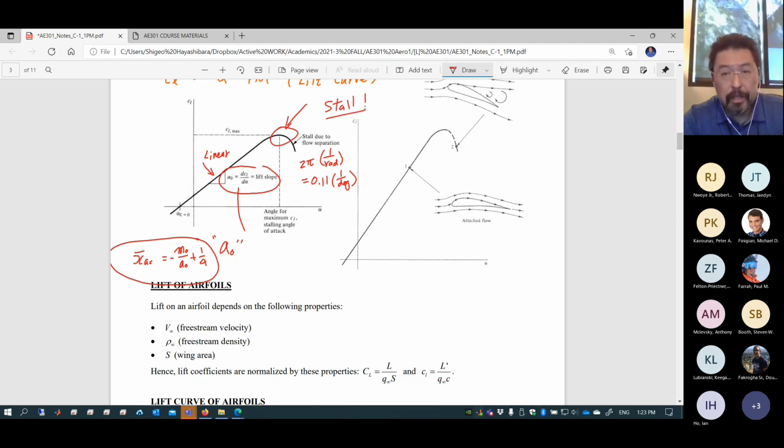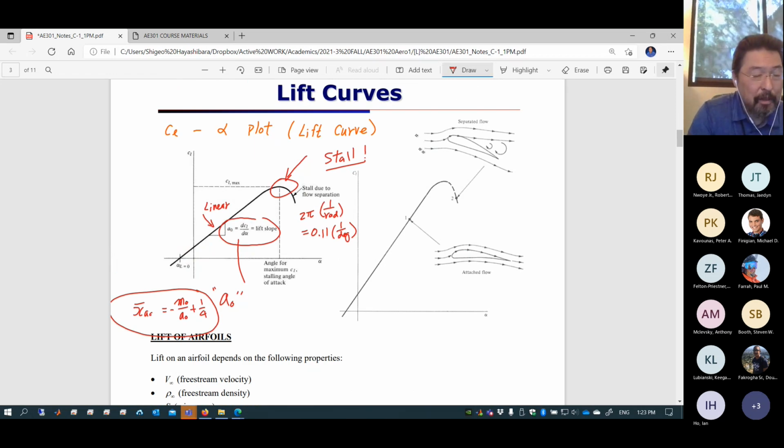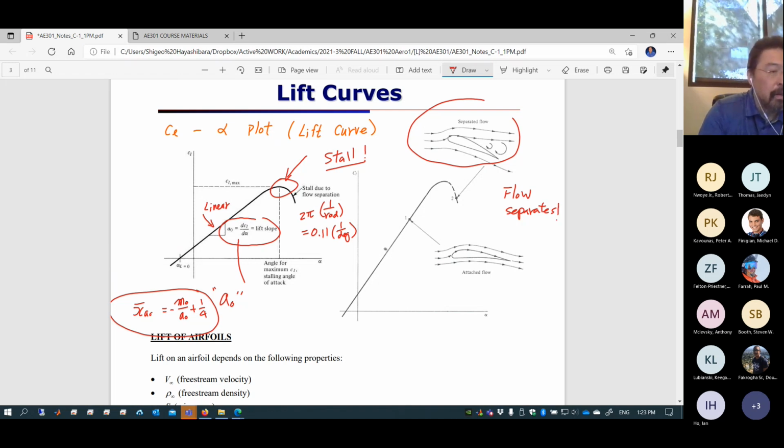Now, stall is usually caused by flow separation. Flow separation is, of course, creating a highly adverse pressure gradient, so the flow cannot follow the contour. The flow separates from the surface, and as it separates, it just creates the pressure relief. So that's what we also looked at.